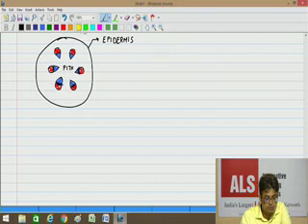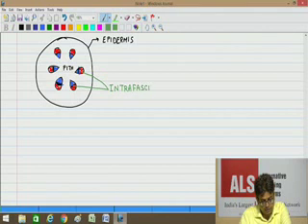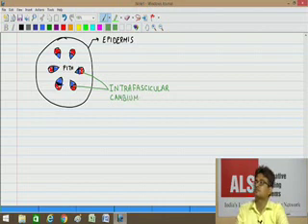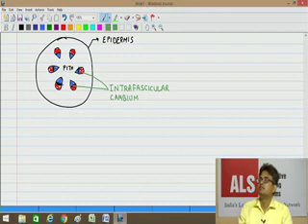Let me choose a color for this. I will choose green color. This cambium, the black colored band that I have drawn, is the intrafascicular cambium. So this cambium is present in all vascular bundles.